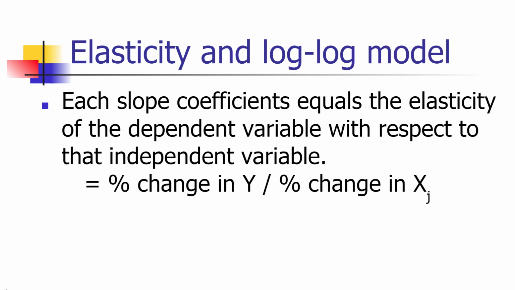We're not going to go through a derivation of this here, but when we have this relationship that's linear in the logs, each one of those slope coefficients, beta 1 through beta k, turns out not to be a measure of the slope of a relationship between y and each of those x variables. Instead, they represent elasticities. And as you may recall from an introductory microeconomics class, the elasticity of y with respect to x is nothing more than the percent change in y divided by the percent change in x.